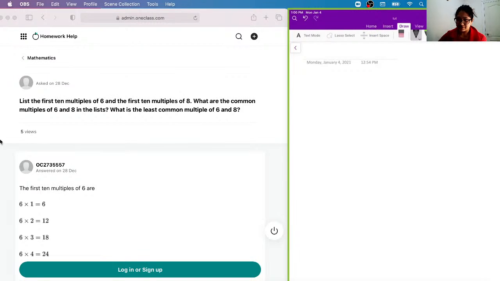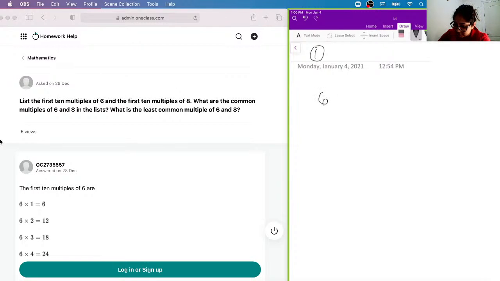So the first question for today says list the first 10 multiples of 6 and then the first 10 multiples of 8. What are the common multiples of 6 and 8 in the lists? What is the least common multiple of 6 and 8? Okay, so number 1, let's first find out the first 10 multiples of 6.